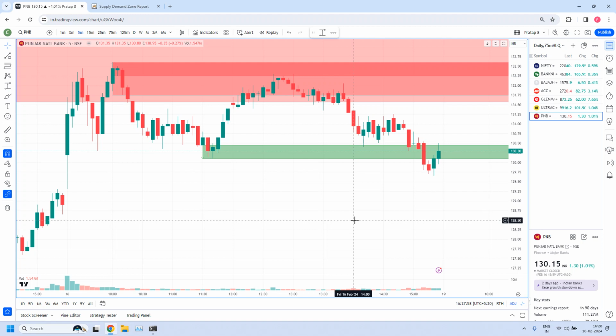So this is about the successful trades. But one zone also failed today. We didn't take any loss because we knew the zone would be violated. Let me show you. That is Glenmark Pharma.